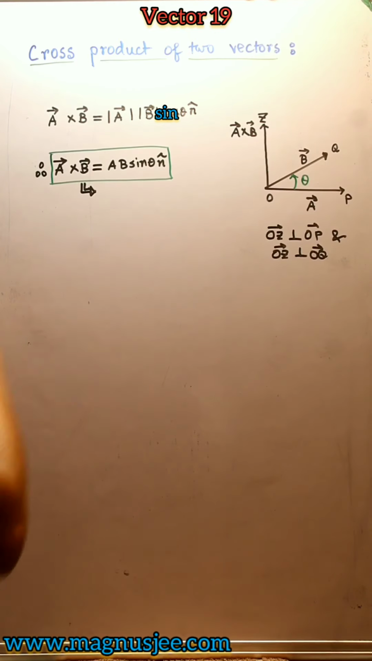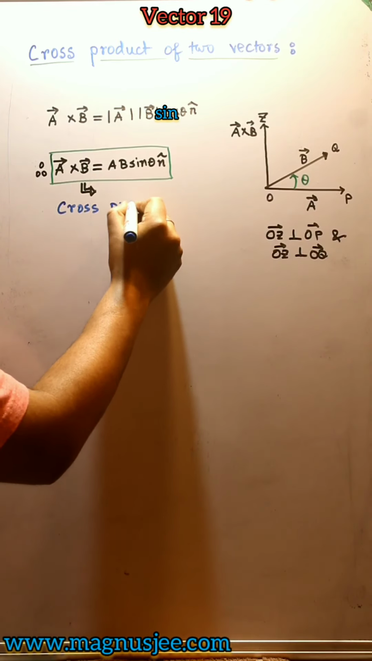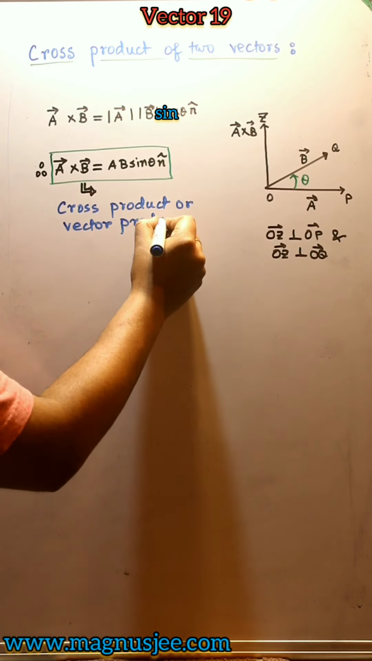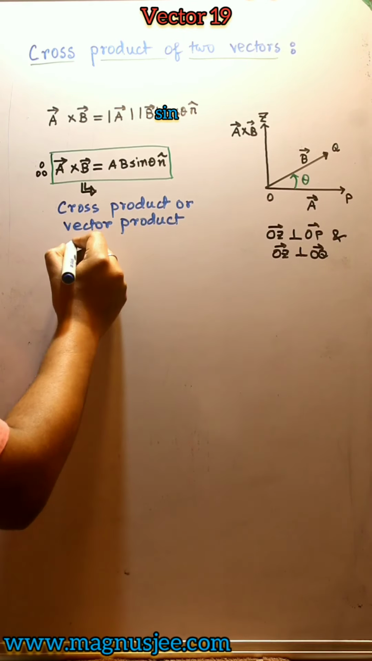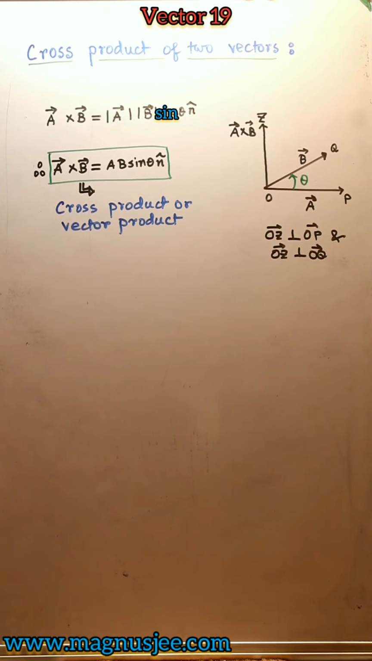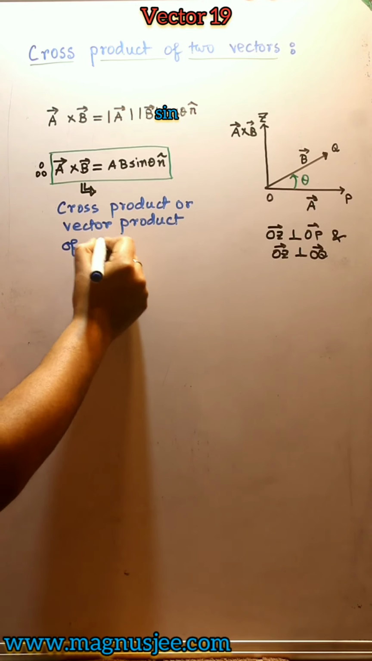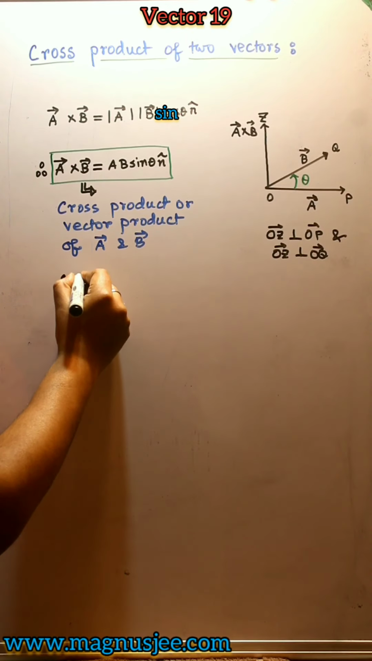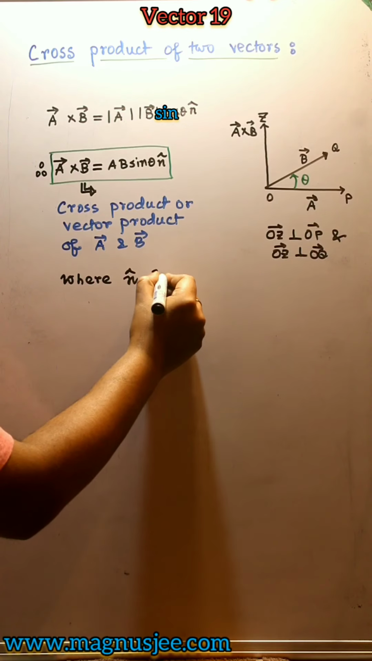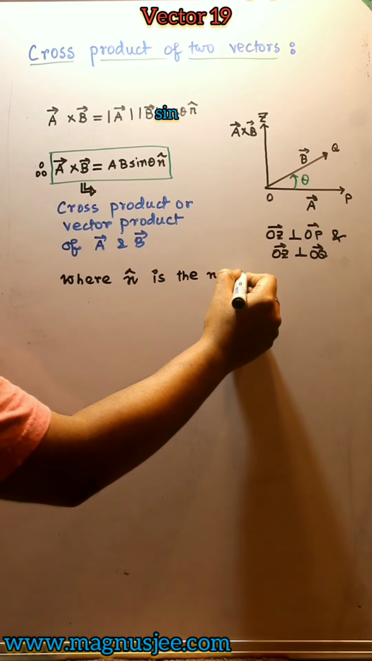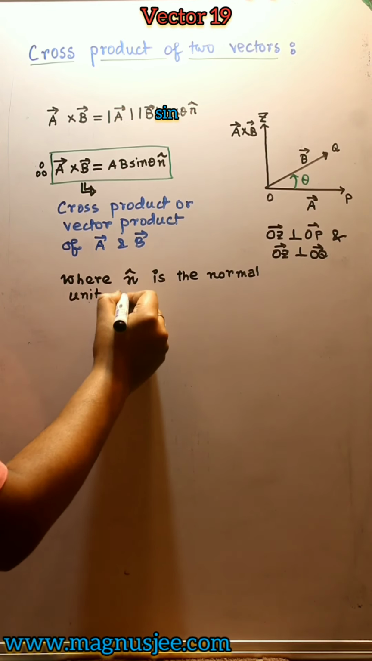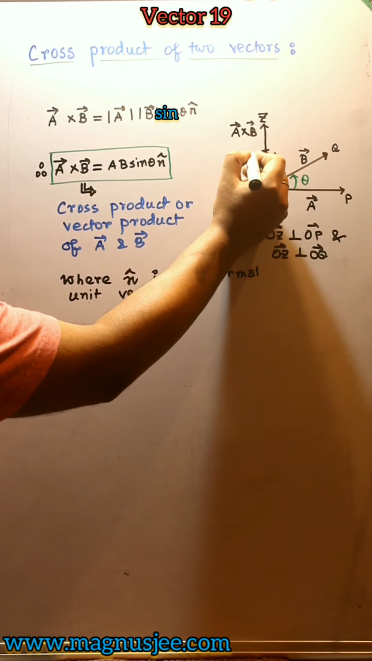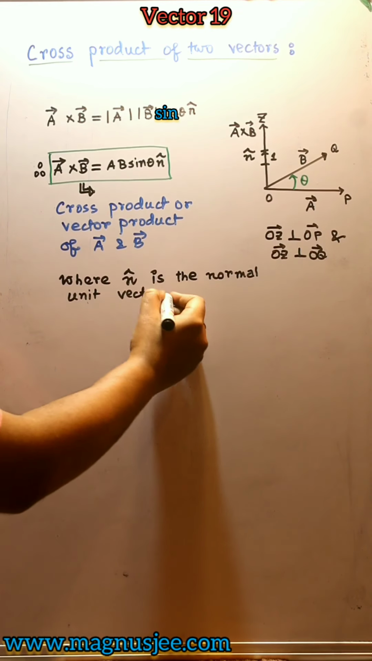This is the formula of cross product of two vectors. Cross product or vector product of two vectors, vector A and vector B, acting at an angle theta, where n cap is the normal unit vector. n cap will act in the direction of vector A cross B. We consider a small vector along OZ having magnitude 1, that is n cap or normal unit vector.